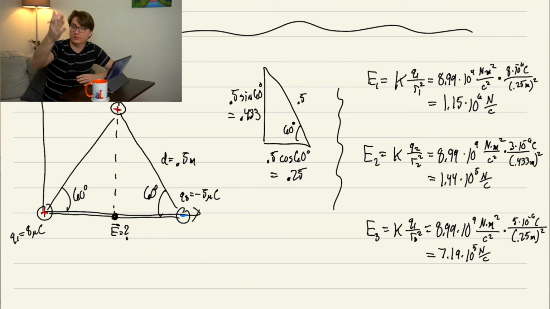And we know the charge there. We know that's 3 times 10 to the 6 coulombs. That will give us the magnitude of the electric field created by that charge. So we have this one and this one. Now we just need to do E3, the electric field created by the third charge.